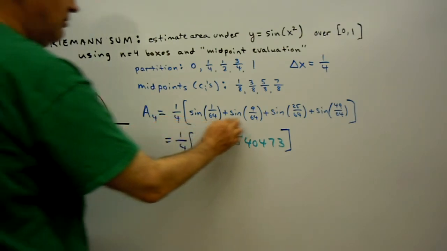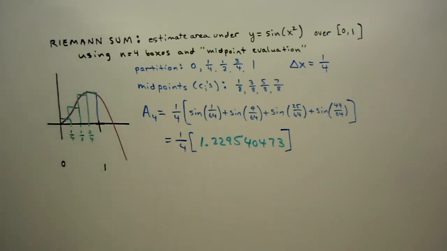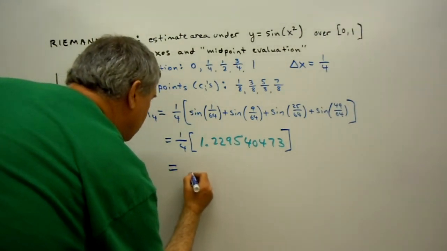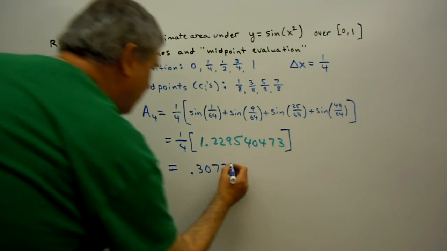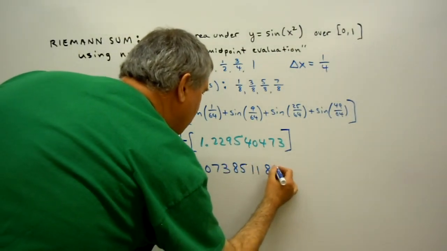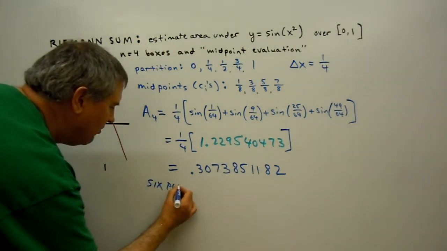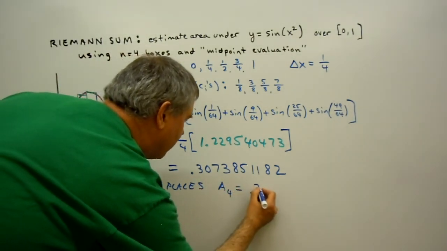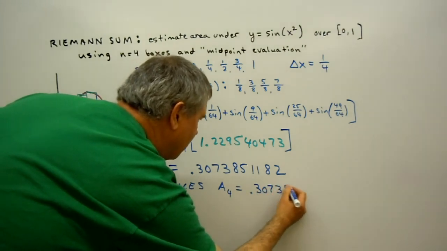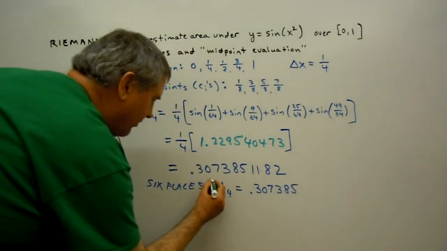And remember that that's the sum of the four heights. We have to multiply by the common width. So if we multiply that by 1/4, we should get 0.3073851182. Or if we were to round this to 6 places, our estimate, our A4, taken to 6 decimal places, is 0.307385.